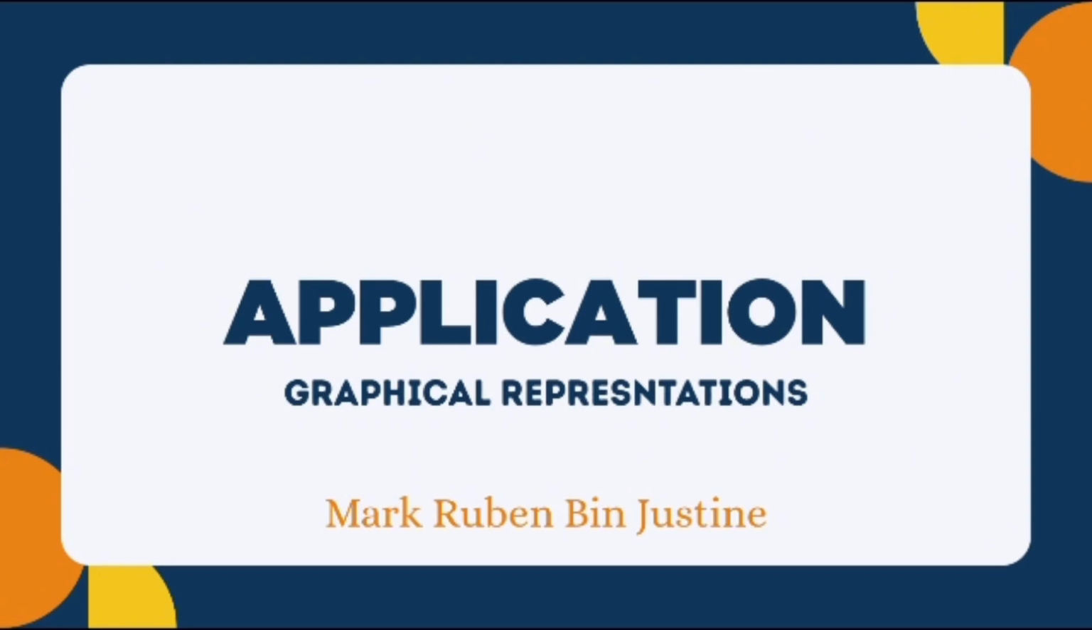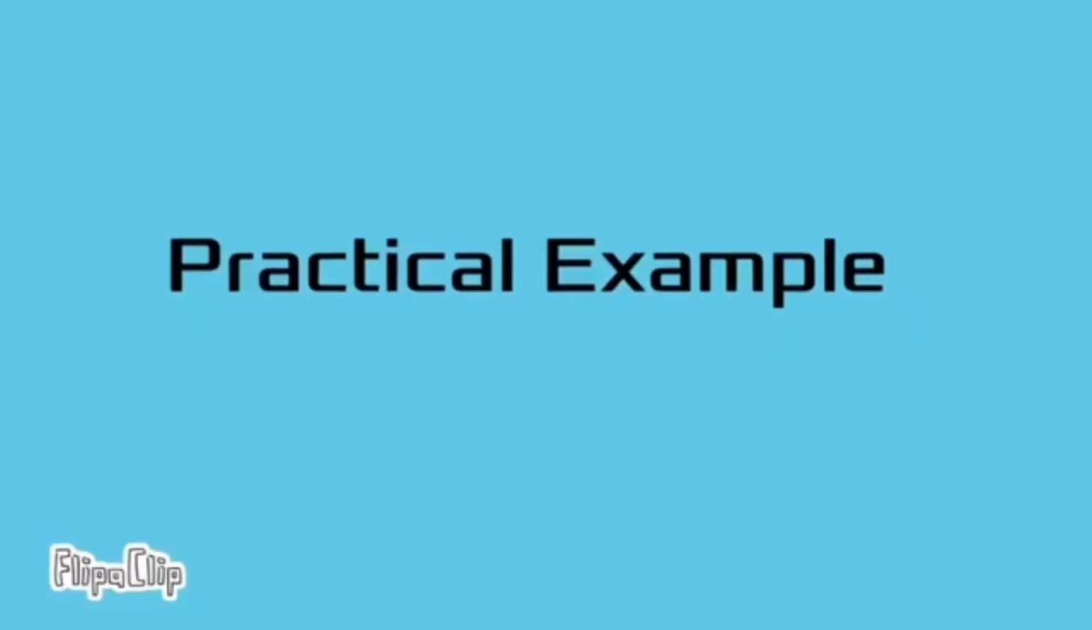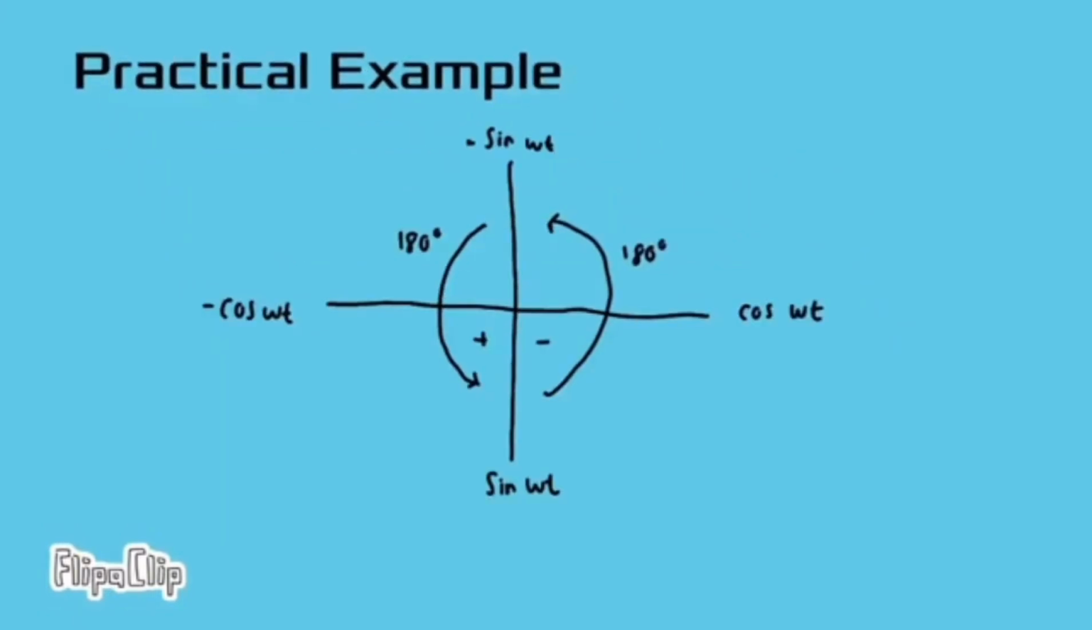So my name is Mark Ruben bin Justin. There are two methods in determining which sinusoid is leading. The first method is trigonometric identities, and the second method is graphical representation. Today I will be explaining the graphical representation. Firstly, we need to draw the graph as in the animation. The horizontal axis is for the cosine, and the vertical axis is for the sine, and the angle counterclockwise is positive and clockwise is negative.